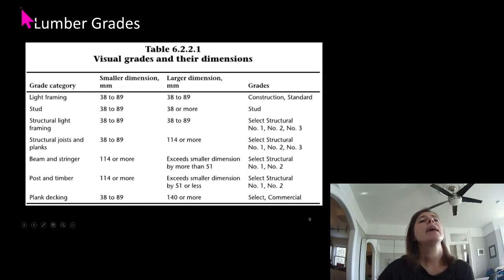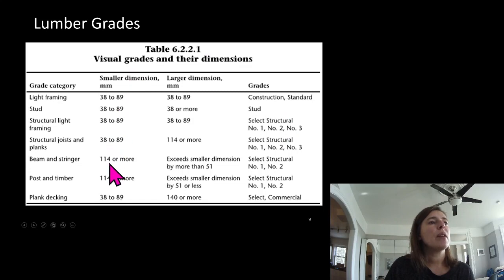Let's go way back and take a look at this. Again, you don't have to do this, but if you're interested, we had a 38 by 184 that is SPF number 1, number 2.